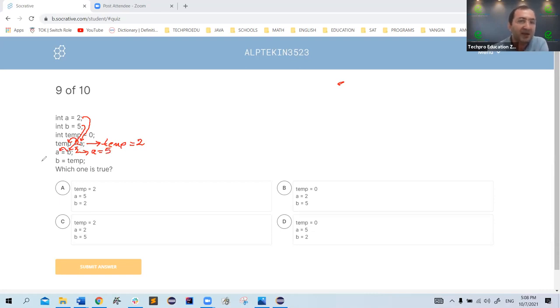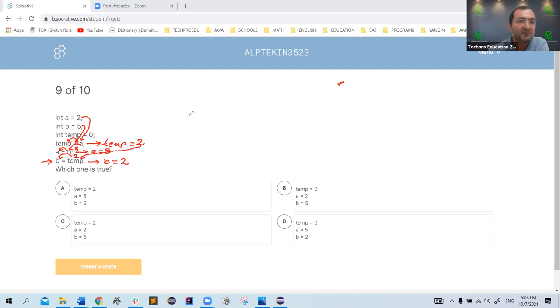Now this line, we are here. B is equal to 10. So here we are defining a new value for B. What is it? It is equal to 10. What is the last value of temp? Look, it was 0, but it is changed. The last value of temp is 2. So we put that value here, 2, and assign it to B. So B will be 2 here.